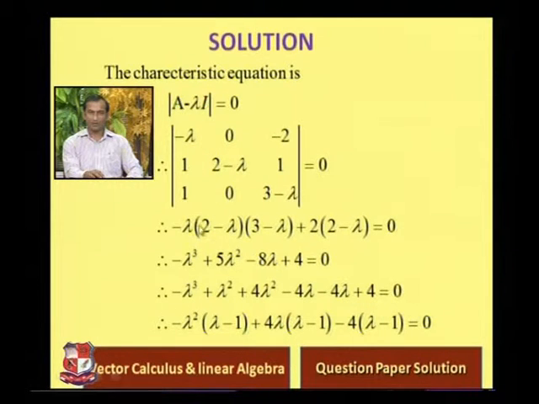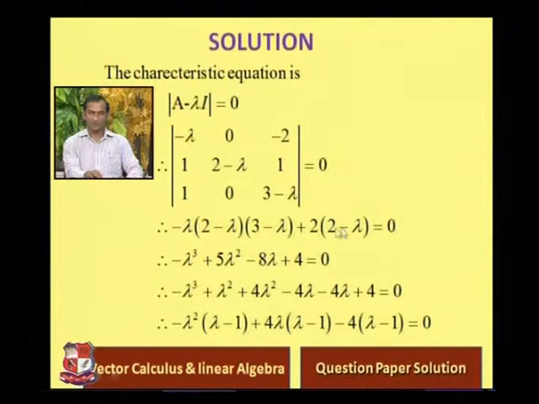So minus lambda into (2 minus lambda) into (3 minus lambda) minus 0. This is the first step, then minus 0, but 0 into any value, the answer is 0, so this term is cancelled directly. So plus 2 into (2 minus lambda), because here 0 into 1 is 0, minus, and this minus becomes plus. So this is 2 minus lambda equal to 0.